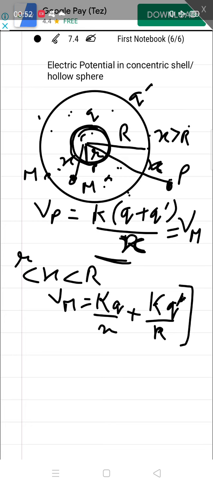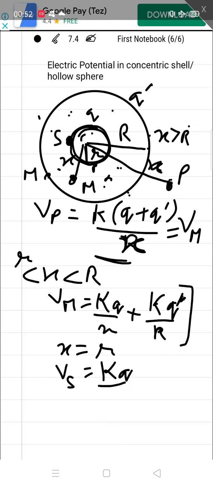Now if we take this point on the surface of the inner shell, that is x is equal to r, and let us call this point S, then the potential at S will be equal to the potential at the surface of the inner sphere, which is kq upon r, plus the potential due to the outer sphere. Because of the same reason as stated above, we will have this equation.